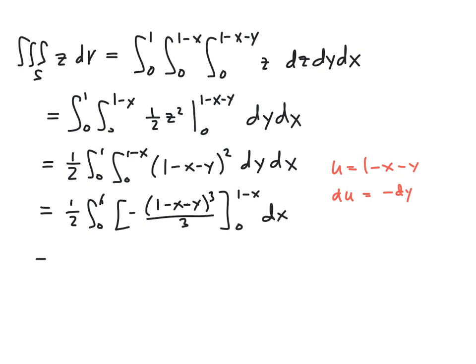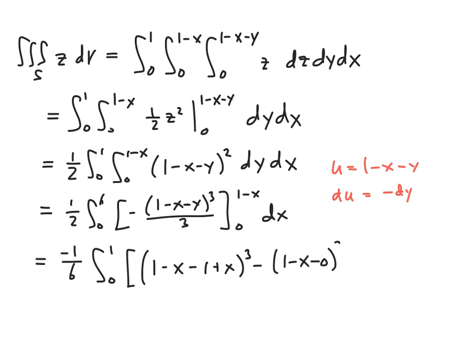All right, so I'm going to bring the negative and the 3 in the denominator outside the integral, to combine it with the constant. So we're going to have negative 1/6 integral 0 to 1. And then we evaluate, so I'm going to have 1 minus x minus, and then I'm going to replace y with 1 minus x. So I'm going to have 1 plus x, all of that cubed, minus 1 minus x minus 0 cubed.